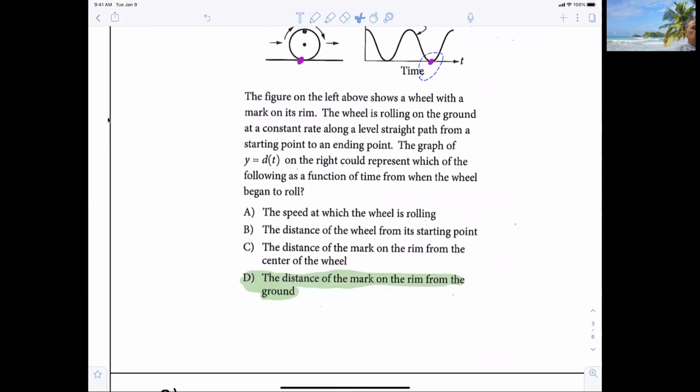The speed at which it's rolling, it says it's going at a constant rate. So if it's going at a constant rate, it can't be A. Do you agree with me? Because if it was going at a constant rate, it would just be a straight line, right? Harris, do you want me to go on and explain the rest of them, or are you good? All right. Anybody else want me to explain one of the choices, why they're not correct?